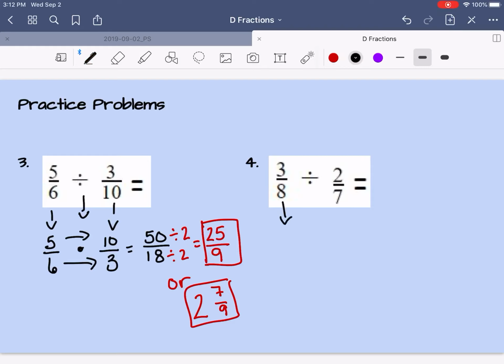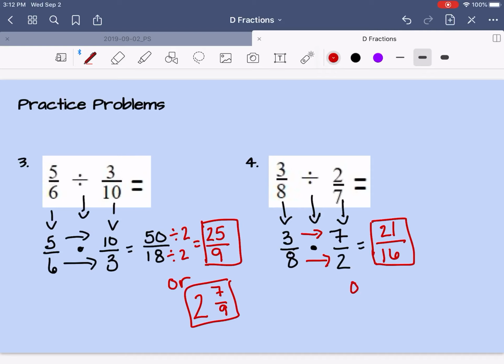Number 4, keep, switch, flip. Okay. And then numerator times numerator. 3 times 7 is 21. Denominator times denominator. 8 times 2 is 16. 21 and 16, we can't divide those by anything, so this is in its reduced form, or you can put it in its mixed number form, which is 1 and 5 over 16. Awesome. How'd you do? Hopefully big thumbs up.